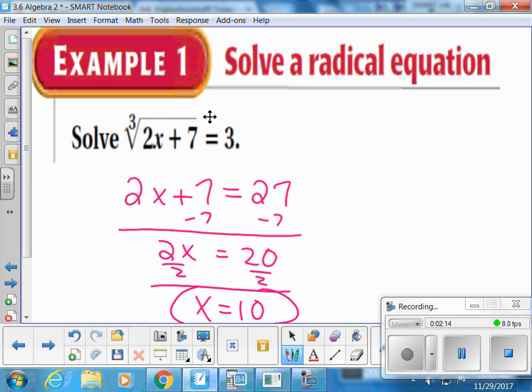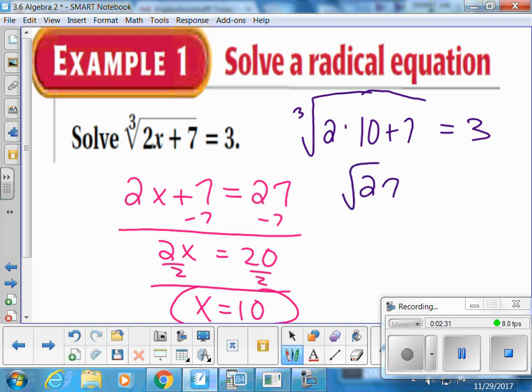We're checking that the cube root of 2 times 10 plus 7 equals 3. So you can do this one mentally. 2 times 10 is 20. 20 plus 7 is 27. And yes, definitely, the cube root of 27 does equal 3. So just do a little quick check mark to verify your solution. And that's it.